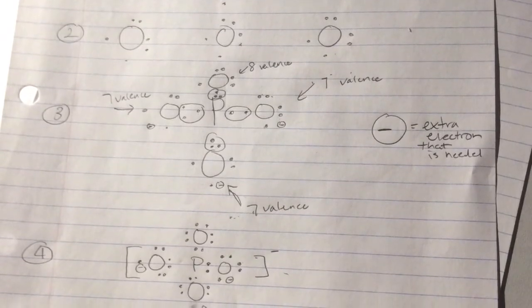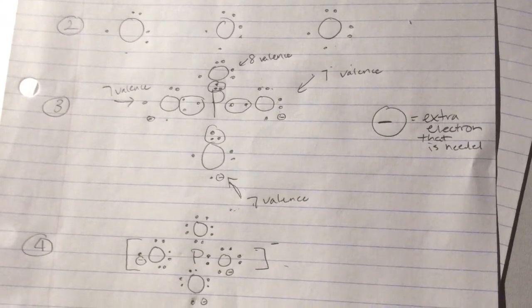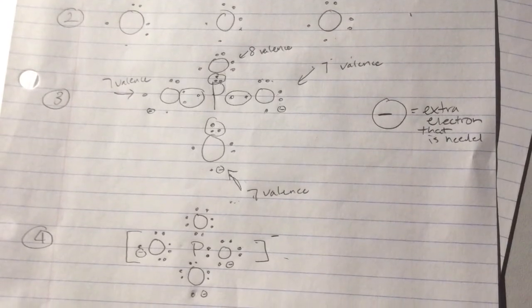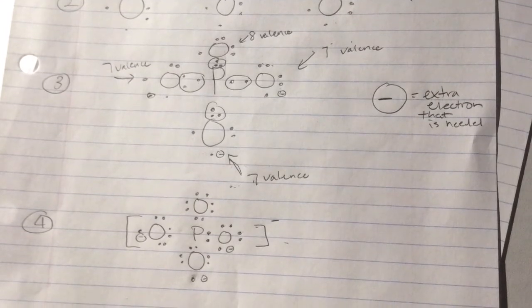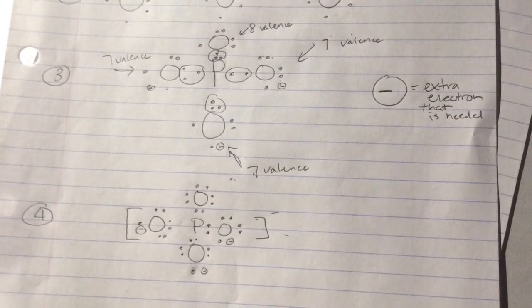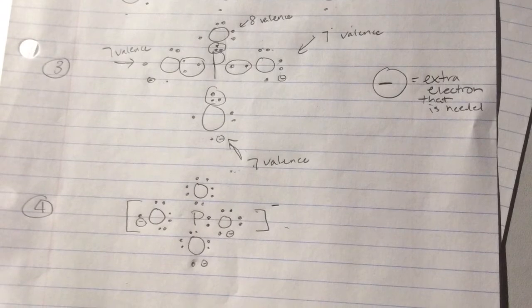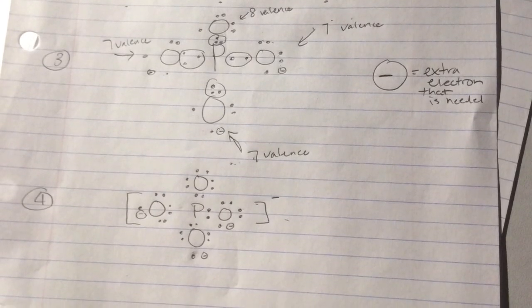So this brings us to step 4, which in the end we just fill it up with another electron, and we indicate it in our Lewis dot structure. And we put the structure in brackets and put a negative sign to indicate that on the outside.